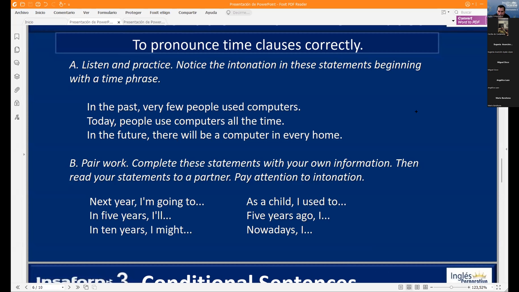Other people? In 5 years, I'm living in maybe United States. Okay, in 5 years, you'll be living in the United States. Excellent. Very good. Nice. Nowadays, I play basketball on weekend. Uh-huh. Okay, excellent. Nowadays, you're playing basketball on weekends. Okay, very good.